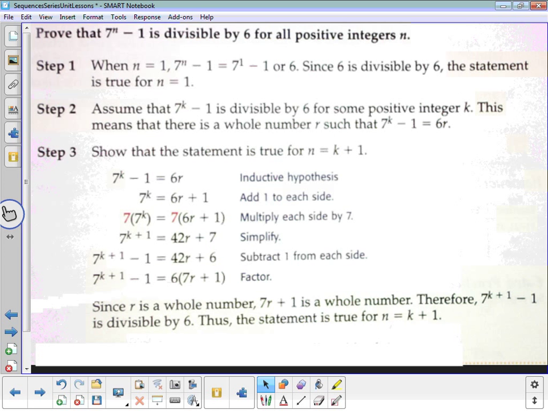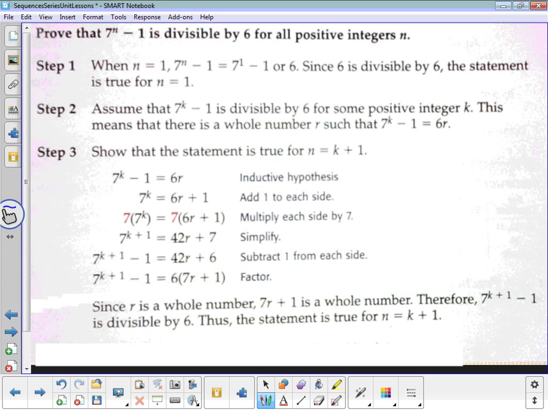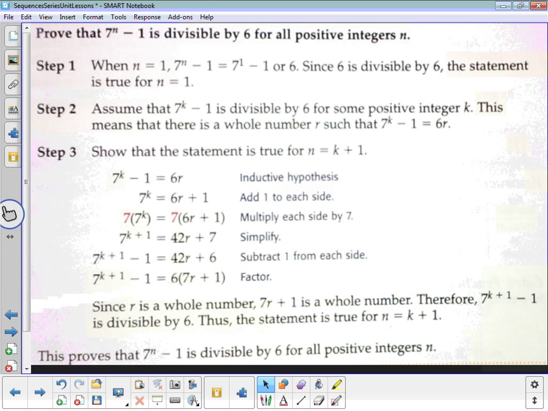So in step 1, if we go back and look at it, I showed it was true for 1. Step 2, I assumed it was true for some k value. And now step 3, I've just shown that it is true, because this number happens to be a whole number, which means I had 6 times a whole number, which means I could divide it by 6. So that means that statement is true, which finally gets us to the point that, yes, I have proved that 7 to the n power minus 1 is divisible by 6 for all positive integers n. There's our second proof.